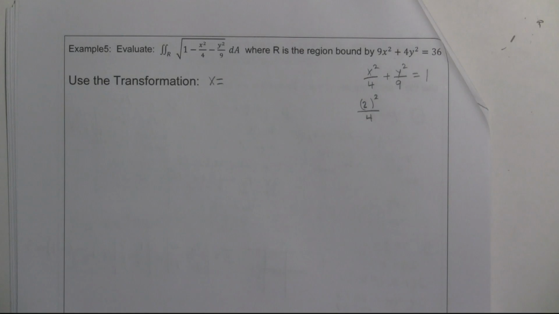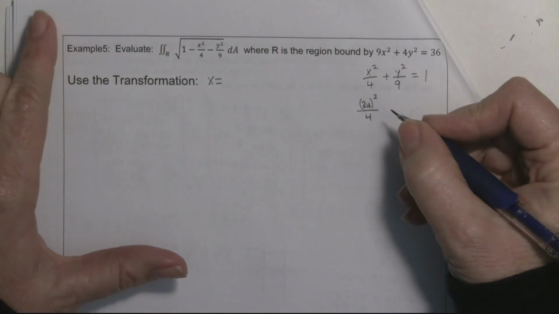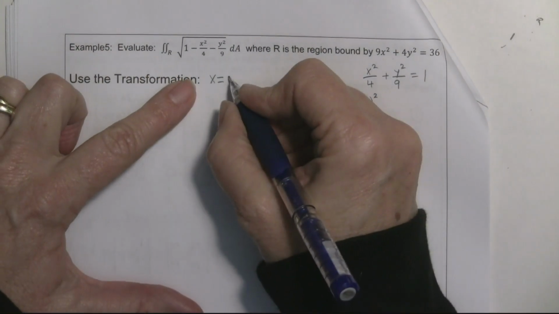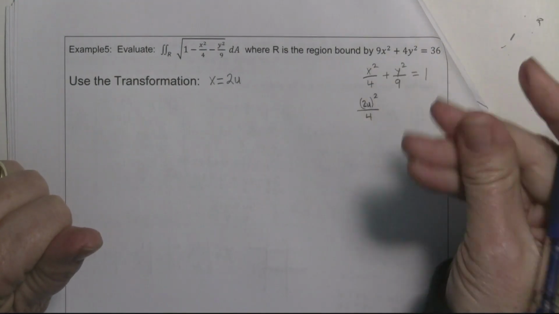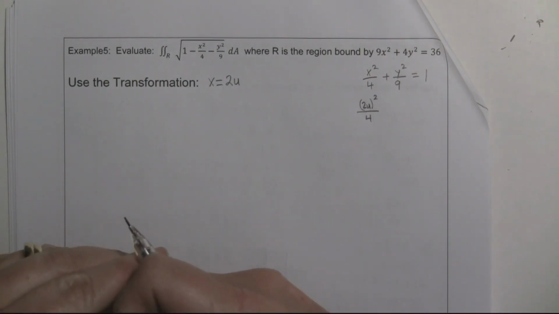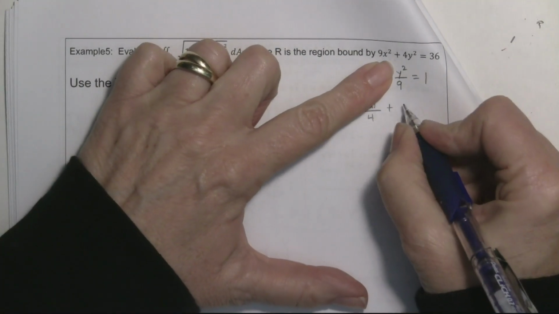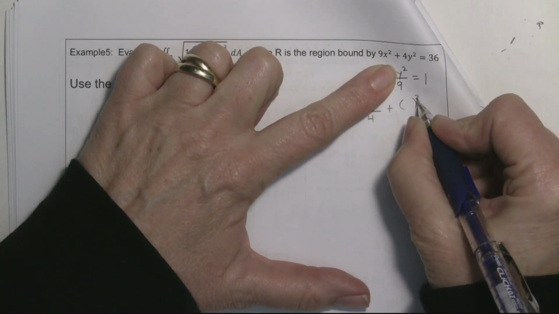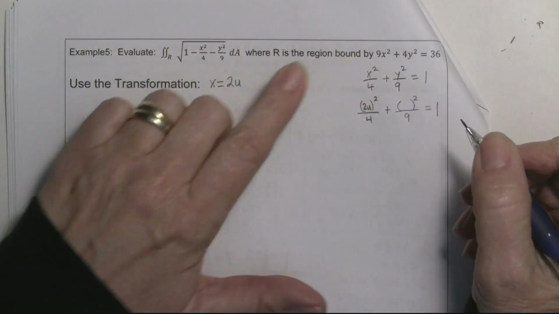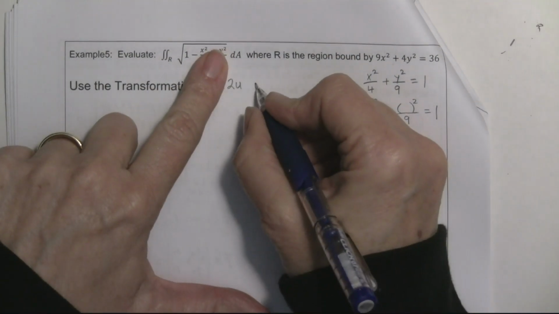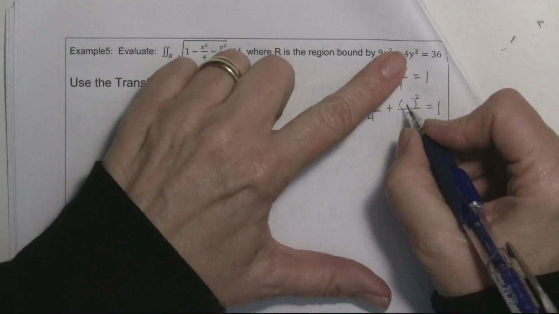And what else do I need? Well, I need a variable. So what I'm going to let x be is 2u. And what do you think, friend? What are you going to let y be? I hope you figured it out. 3v? That'd be great.